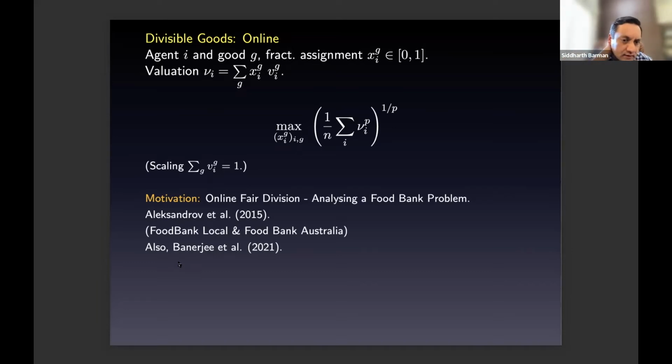Just to be fair, their results are slightly more robust. They work in this paradigm called algorithm design with predictions. So extending our work to that is also an interesting thread. But long and short, the food bank problem is going to motivate this online study.